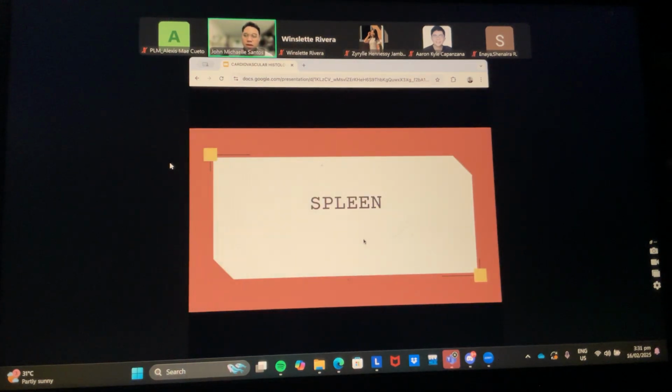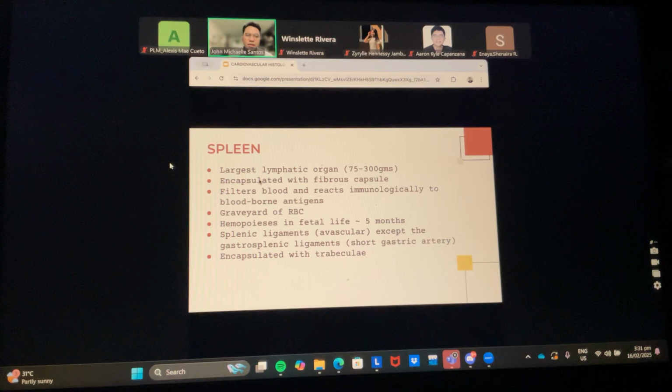And then you have another organ, which is your spleen. Your spleen is considered to be the largest lymphatic organ. It is encapsulated. It is known to be the graveyard of your red blood cells, which last for, ano yung lifespan ng red blood cells natin? 120 days, okay? So it has splenic ligaments, which are avascular, except for the gastrosplenic ligaments, which is your short gastric artery. It is encapsulated with trabeculae.